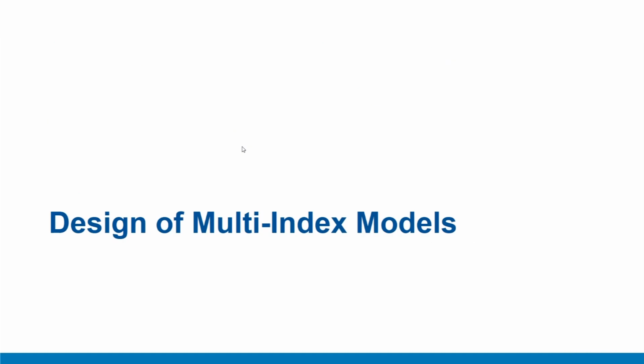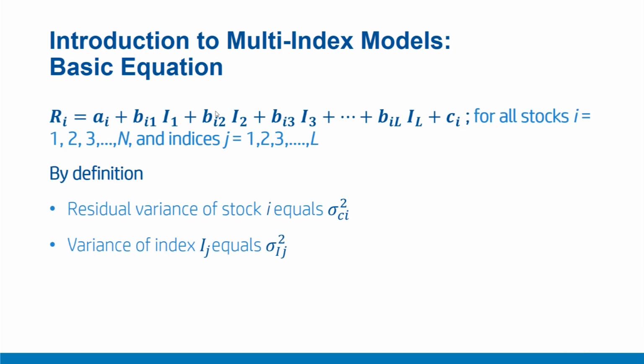Design of multi-index models. In this video, we'll discuss some of the basic definitions, assumptions and construction of multi-index models. The final general multi-index model can be defined as follows. This equation: Ri equals alpha i or Ai plus Bi1 into I1 plus Bi2 into I2 and so on up till BiL into IL plus Ci, for all stocks i from 1 to n if there are n stocks, and j indices 1, 2, 3 and so on up till L. So there are total L indices, and here let's define the model.